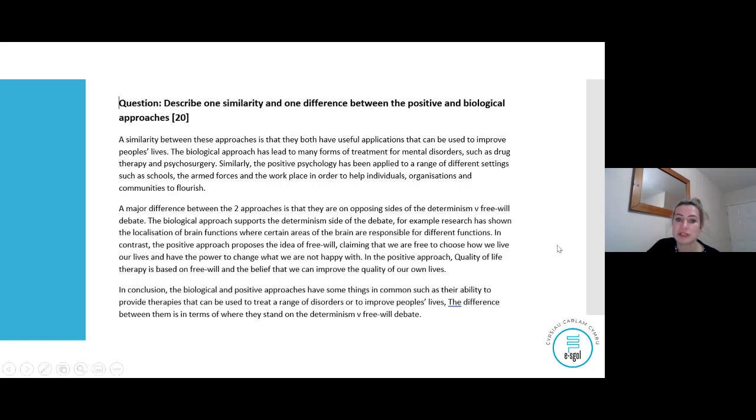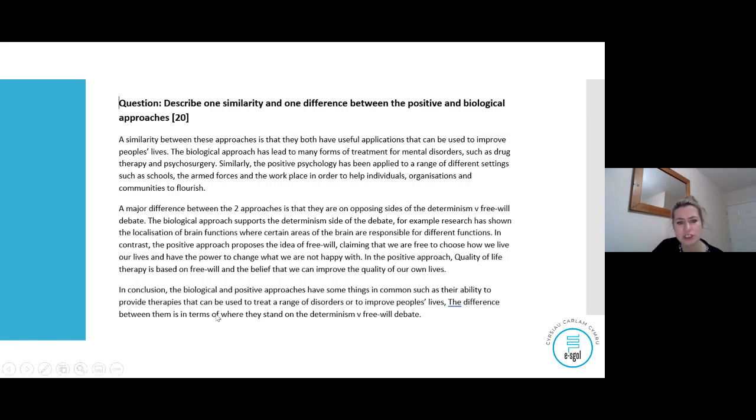A major difference between the two approaches is that they are on opposing sides of the determinism versus free will debate. The biological approach supports the determinism side of the debate. For example, research has shown localization of brain functions where certain areas of the brain are responsible for different functions. In contrast, the positive approach proposes the idea of free will, claiming that we are free to choose how we live our lives and have the power to change what we are not happy with. In the positive approach, quality of life therapy is based on free will and the belief that we can improve the quality of our lives. Now, that paragraph is slightly better because they go into more depth. They bring in that quality of life therapy and they link it back to free will.